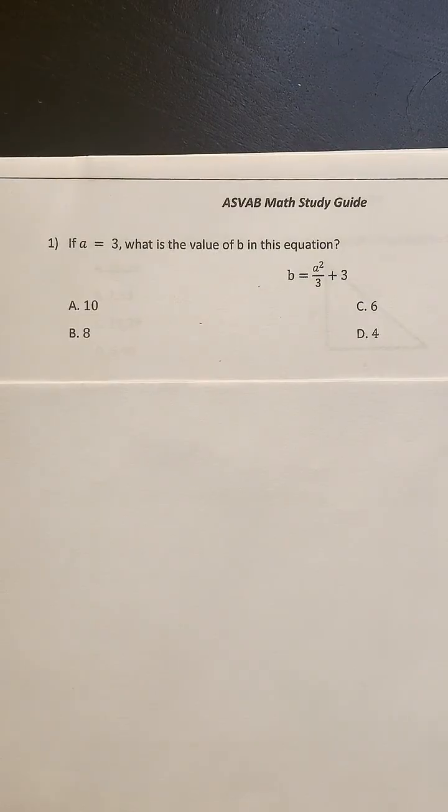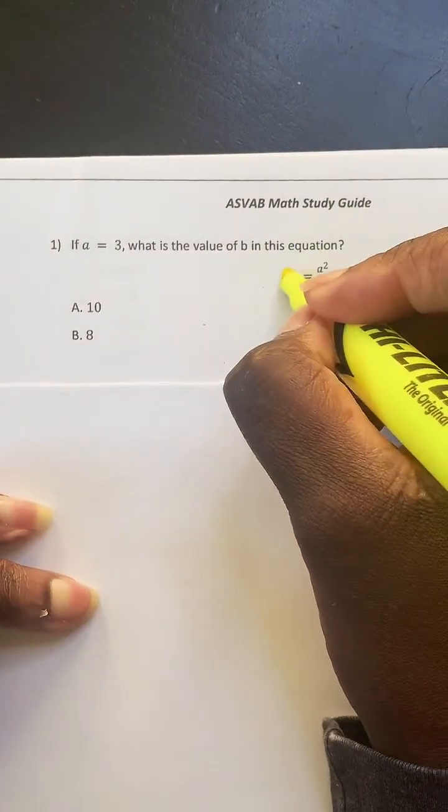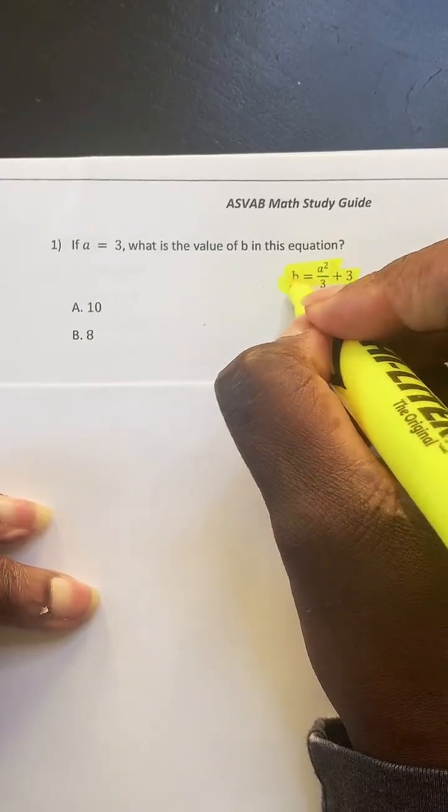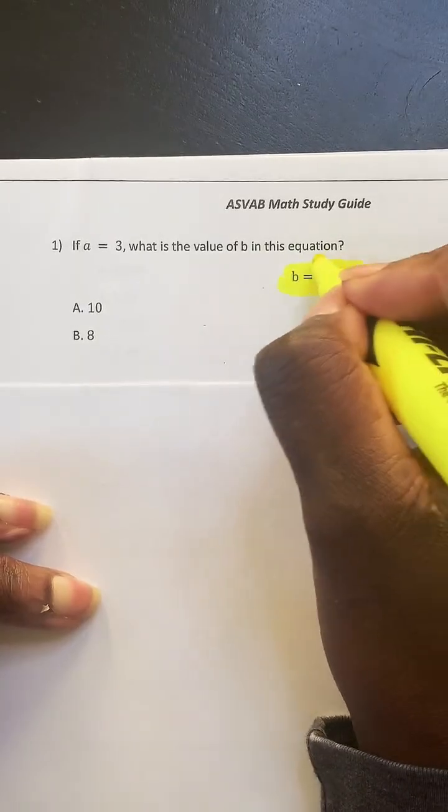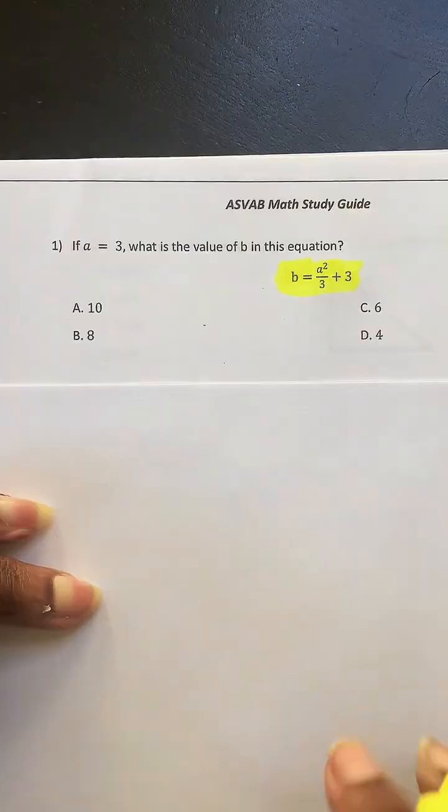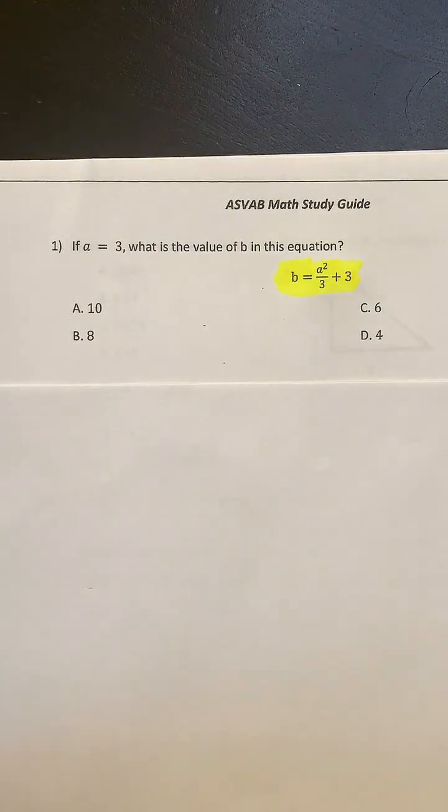So number one, if A equals 3, what is the value of B in this equation? So if you're saying, well, what equation, Audrey? This equation right here. We have B equals A squared divided by 3 plus 3. So if A equals 3, what is the value of B? Is it A, 10; B, 8; C, 6; or D, 4?